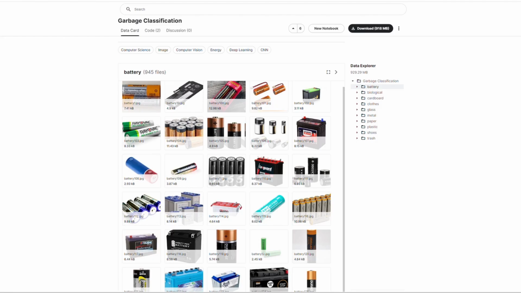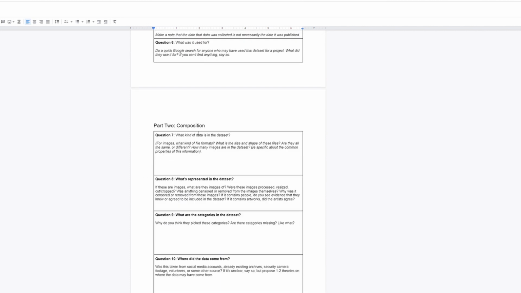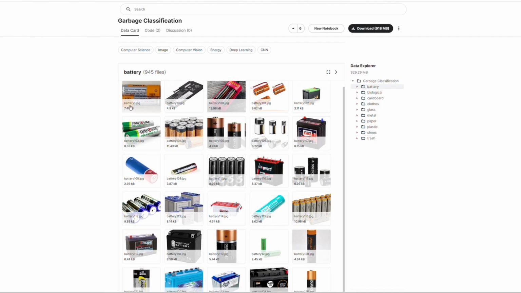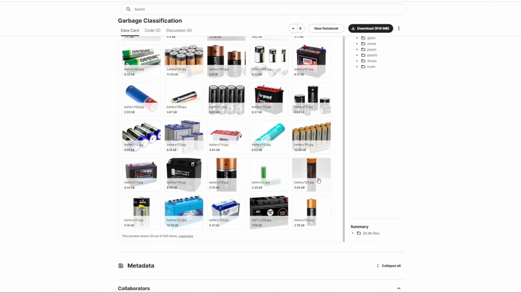The next part of our sheet moves to the composition. What kind of data is in the data set? What kind of file formats? What's the size and shape? Are they all the same or different? How many images are there? Let's be specific about the common properties. So it looks like JPEGs. We have a lot of JPEGs. We have a range of kilobytes that we can see here. So we know these files are not very big, right? These are pretty small image files. So that's important.